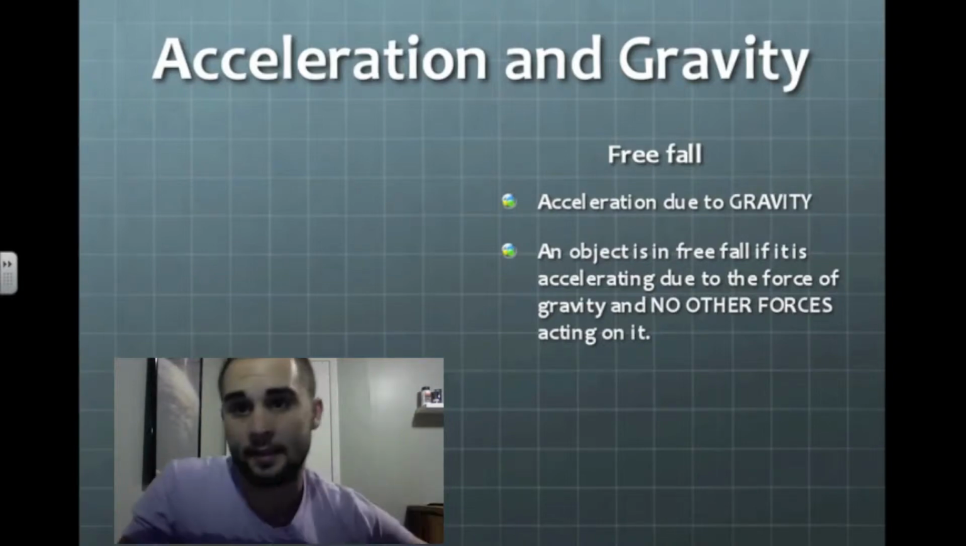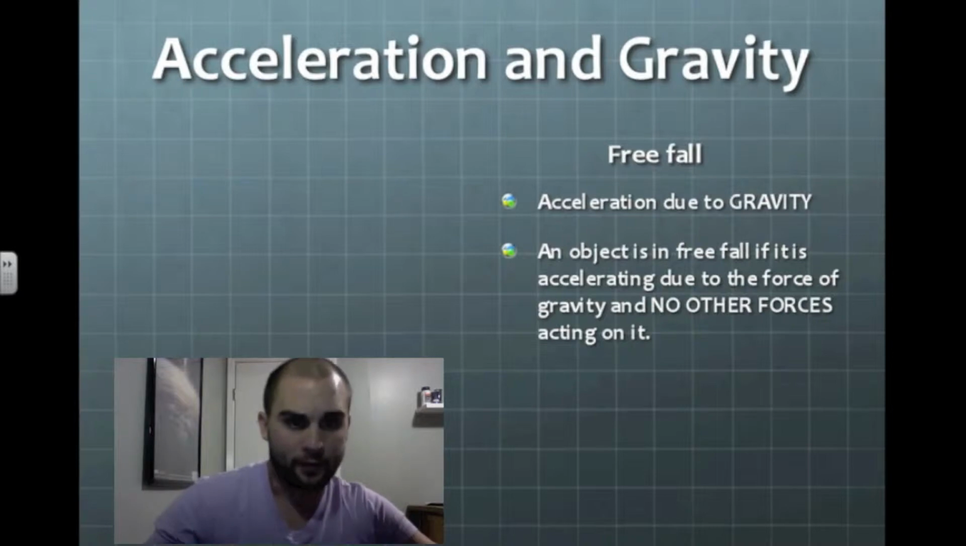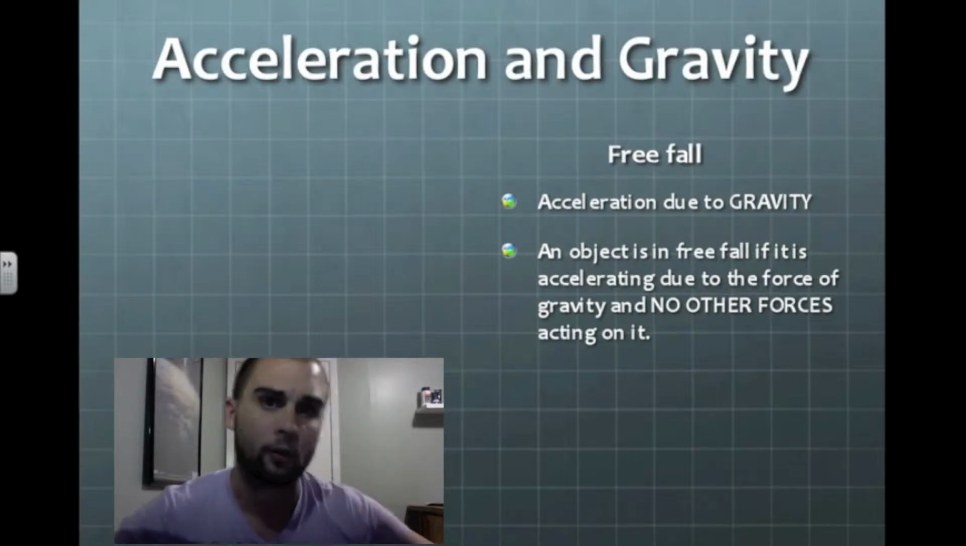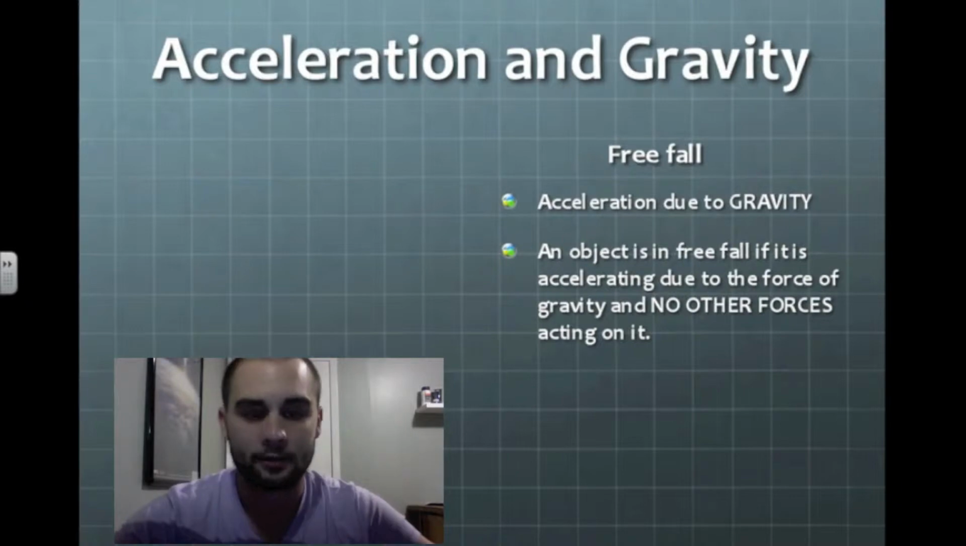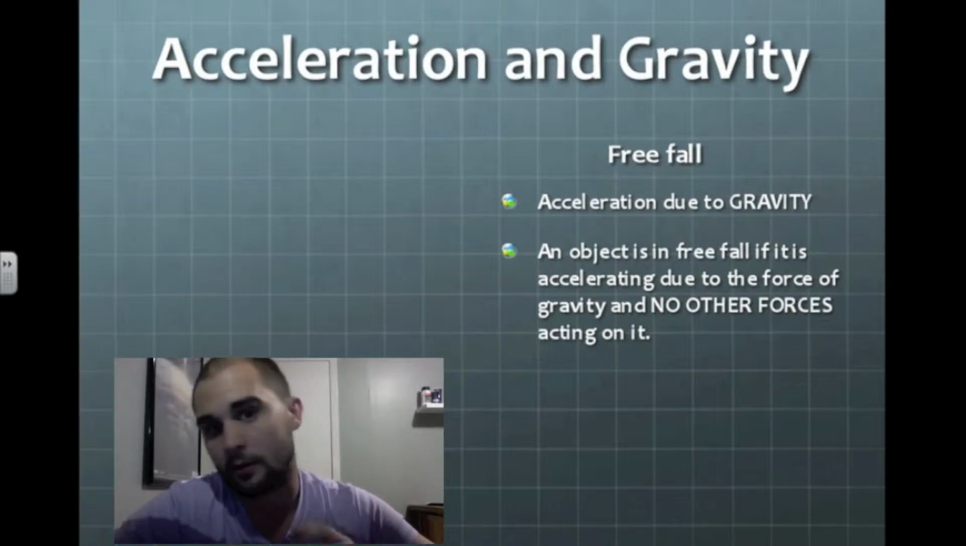Hey guys, it's Mr. Powell, and today we're going to be talking about acceleration, gravity, free fall, mass, velocity. We're going to be talking about all those things and how they're all interrelated. I'm not going to talk a whole lot about the math behind it, but I'll talk about the terminology, the vocabs, and I'll go over the formulas. So let's just get into this right now, and I'll cover the math later.